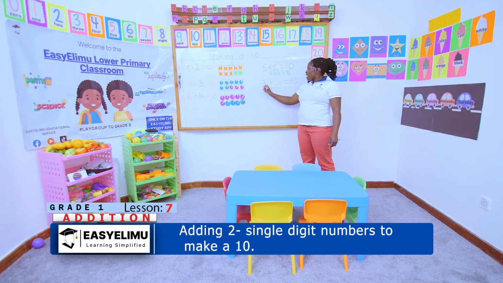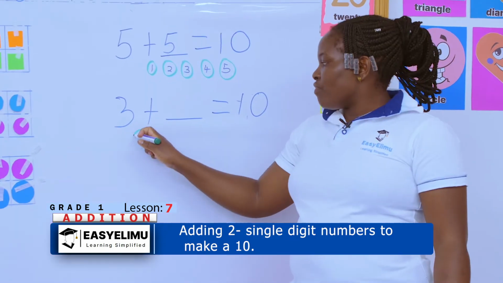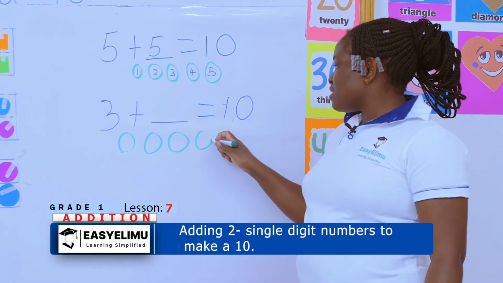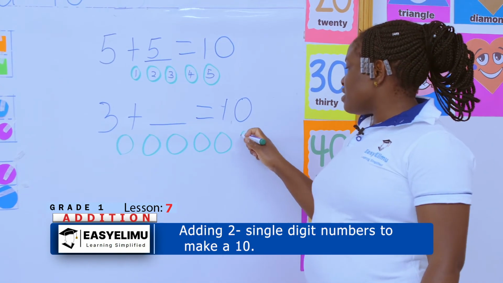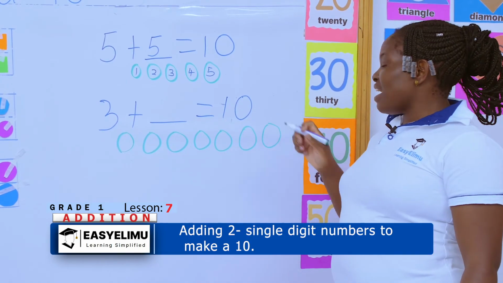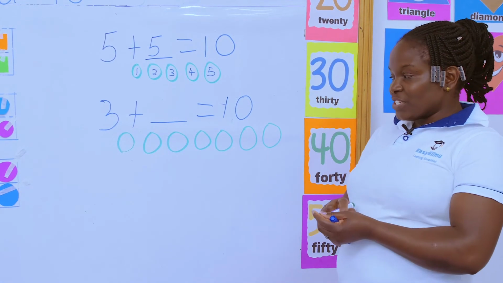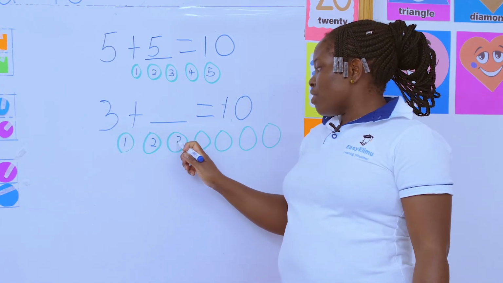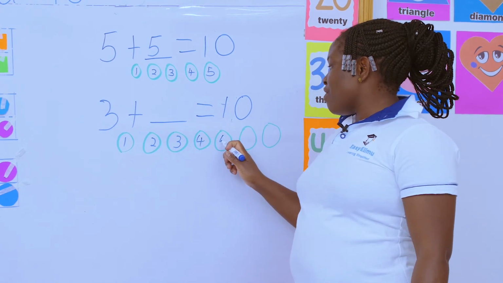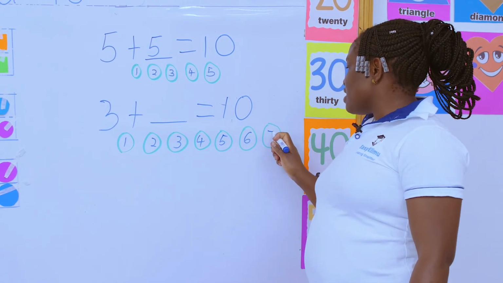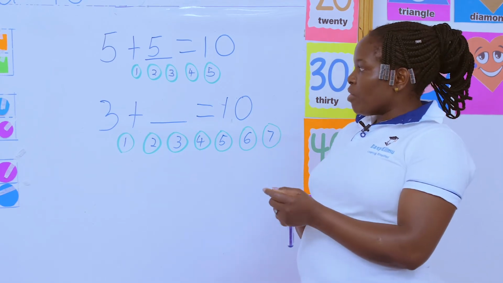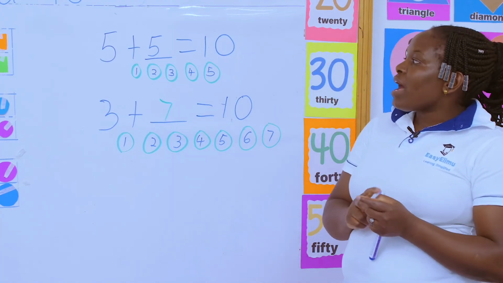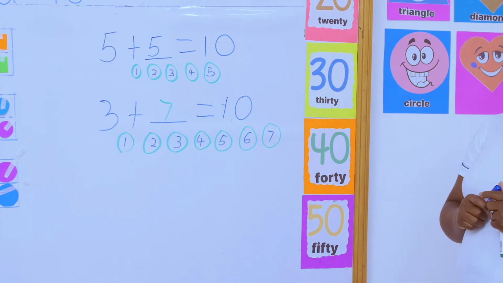So, Oscar counts. I have 3, then I'll continue. 4, 5, 6, 7, 8, 9, 10. So, Oscar, how many more counters do you need to make a 10? I need 1, 2, 3, 4, 5, 6, 7. So, how many more do you need, Oscar? You need 7.